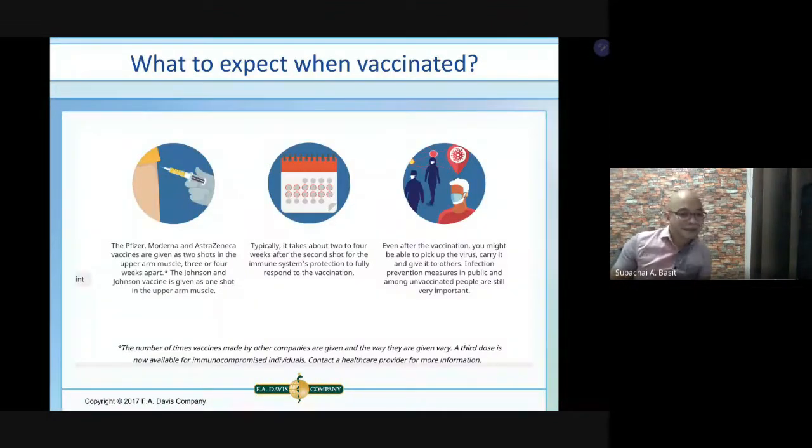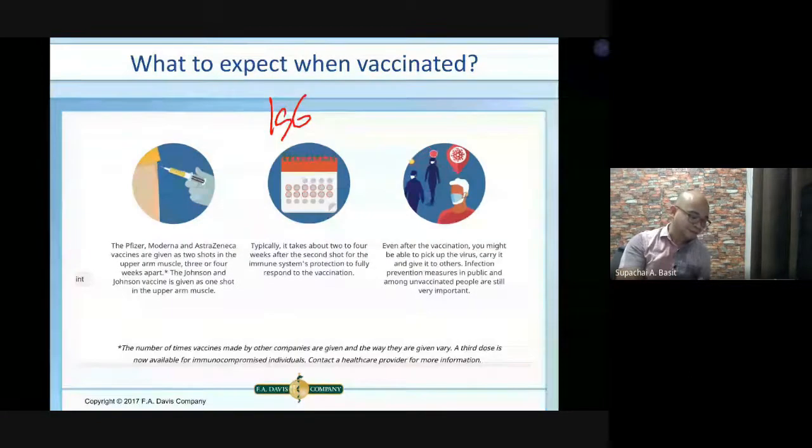Okay. So yung Pfizer, Moderna, and AstraZeneca are given in two shots in the upper arm muscles, 3 or 4 weeks apart. Yung Johnson & Johnson is given one shot in the upper arm muscles. Typically, it takes about 2 to 4 weeks after the second shot for the immune system's protection to fully respond to vaccination. So hindi agad, pagkagaling nyo sa bakuna area, you are protected. You have to wait for about 2 to 4 weeks para meron na kayong IgG. Even after vaccination, you might be able to pick up the virus, carry it, and give it to others. So infection prevention measures in public among unvaccinated people are still very important.